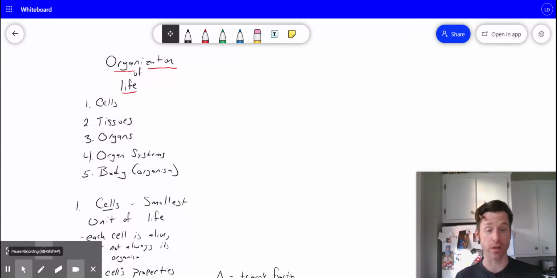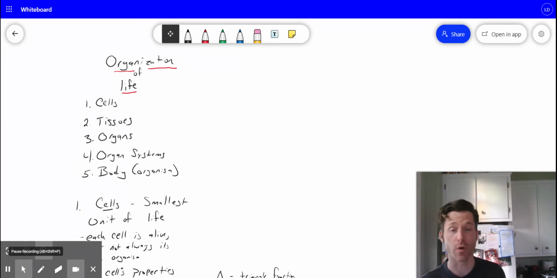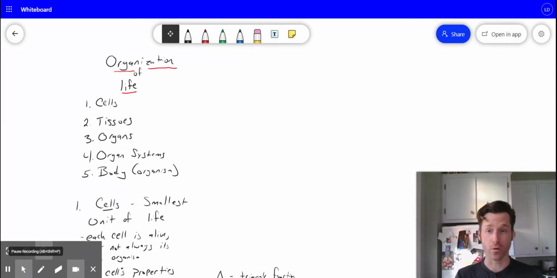Today I'm going to give you a quick talk on the topic of the organization of life. This is the breakdown of the different levels at which our living bodies are organized. If we turn our attention to the whiteboard, under the title Organization of Life, we'll see a list of 5 things. These will be our 5 levels of organization.